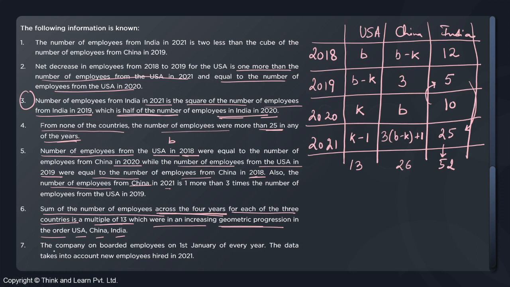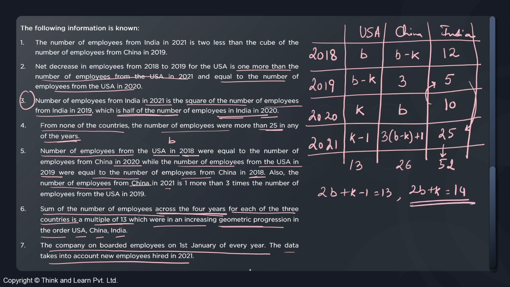Okay. What next? The company onboarded employees on 1st of every year. The data takes into account new employees hired in 2021. So let's try to figure out now 26 and 13, because I just have two variables left. They are B and K. Sum of all the employees of USA: it is B plus B minus K plus K plus K minus 1. It will be 2B plus K minus 1 is 13, or you can say 2B plus K is 14.